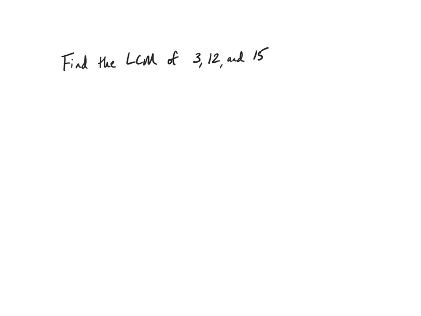Here's another example. Find the LCM of 3, 12, and 15. I'm going to start by looking at my largest number, 15, and I'm going to count by it. 15, 30, 45, 60. Now when I come across a multiple that I know is on one of my other lists, I obviously don't have to list out every single multiple of that number. So for example, I recognize right away that 60 is a multiple of 12.